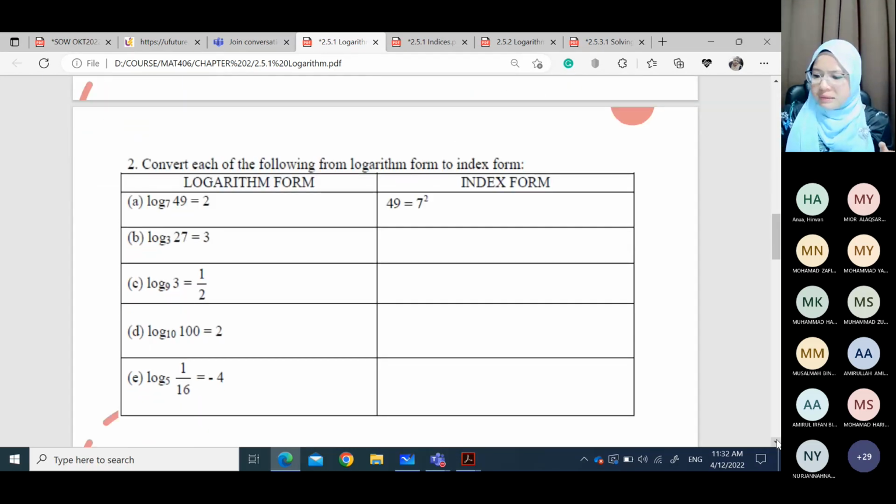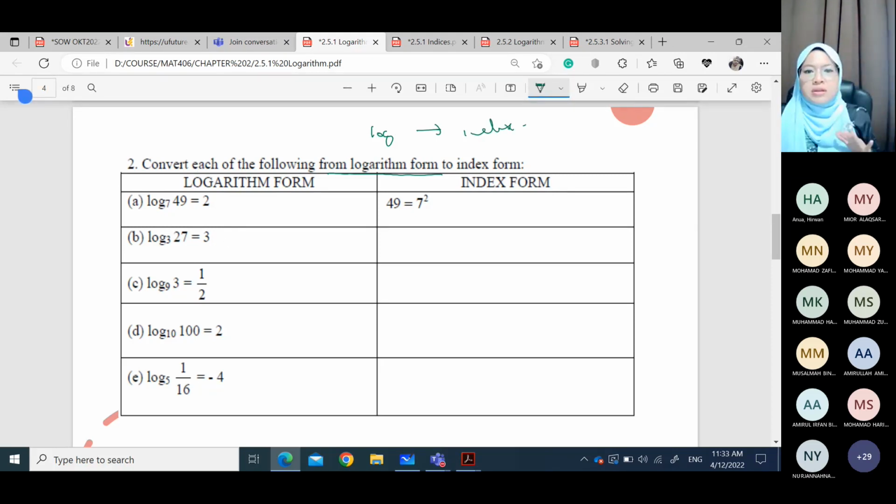Okay, so now look at this one. This example. Convert each of the following from logarithm form to index form. Okay, so maknanya convert each of the following from logarithm form to index form, daripada log kepada index. Okay. Tadi daripada index ke log, sekarang daripada log ke index. Okay, so untuk logarithm form kita tahu dah yang ini log is base. This one is a value ataupun number. Yang ini adalah index. Senang je.